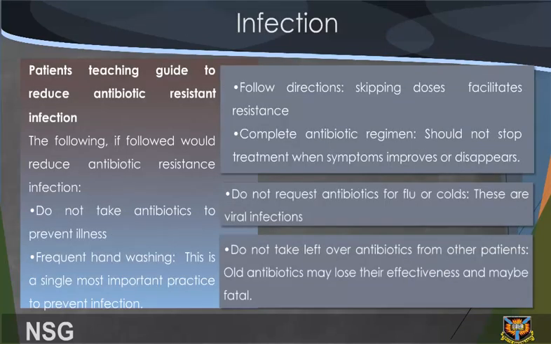Patients' teaching guide to reduce antibiotic-resistant infection. The following, if followed, would reduce antibiotic-resistant infection. Do not take antibiotics to prevent illness. Frequent hand washing: this is the single most important practice to prevent infection. Follow directions. Skipping doses facilitates resistance.